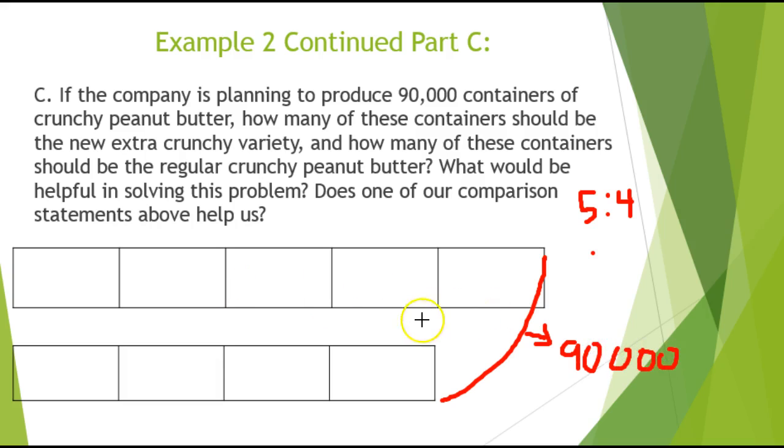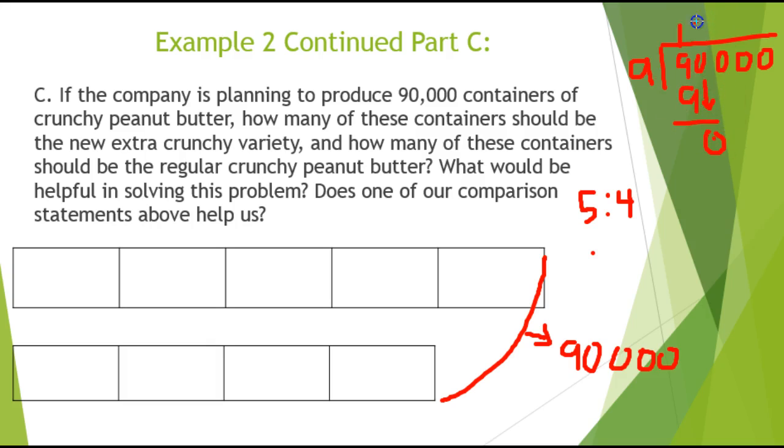So then I can add up how many pieces of tape I have for each, which gives me a total of 9. And I can actually divide 90,000 by 9. Nine into 9 goes 1 time. 1 times 9 gives me 9. I subtract. I bring down.